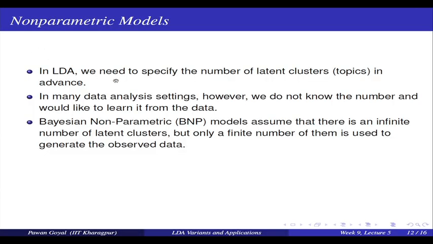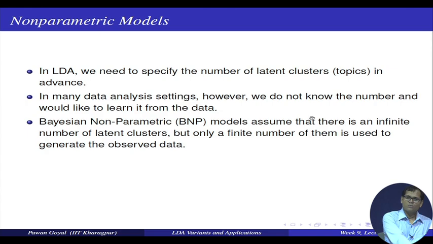So in general I have an infinite number of topics. That's what is interesting about it. It assumes that there is an infinite number of latent clusters or topics, but only a finite number of them is used to generate the observed data. But you do not give it as an input to your model how many such clusters you need. This is what the model on its own comes up with when it sees the observations.